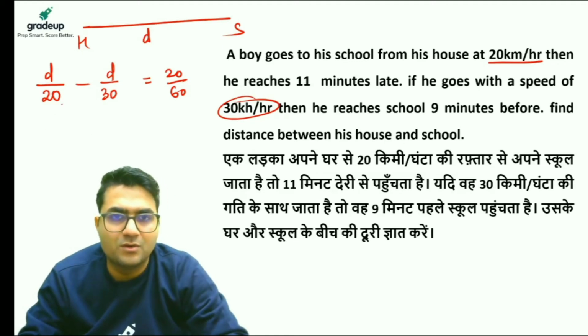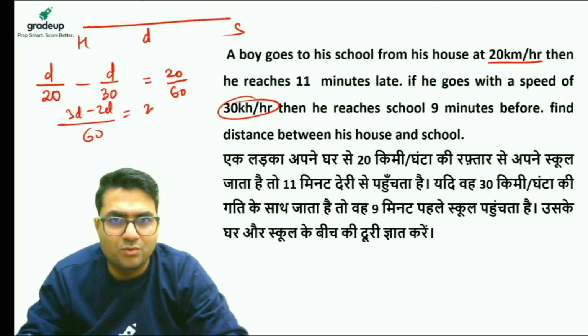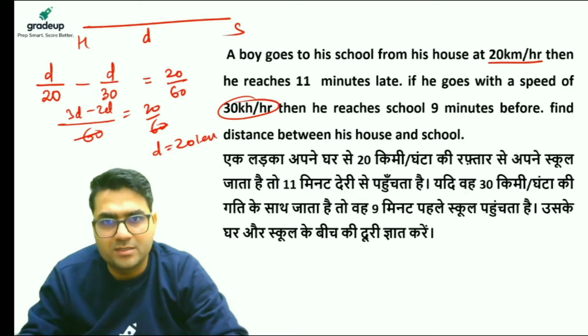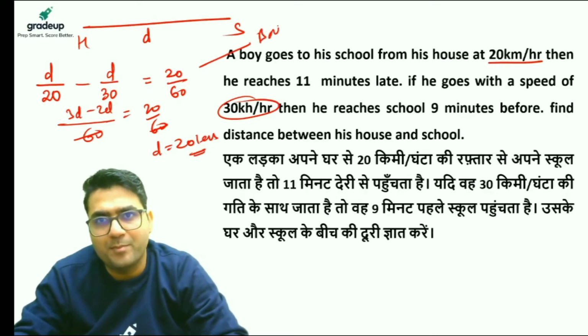Okay, so the LCM is 60. 3d minus 2d is equal to 20 by 60. This will cancel out. d is equal to 20 kilometers. So this is the basic approach.